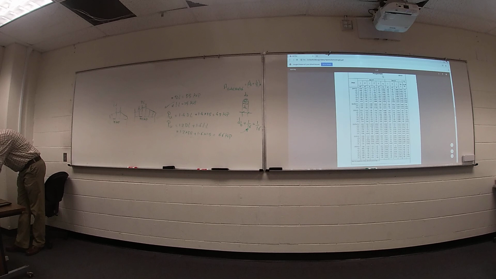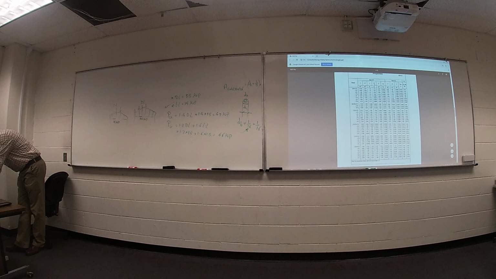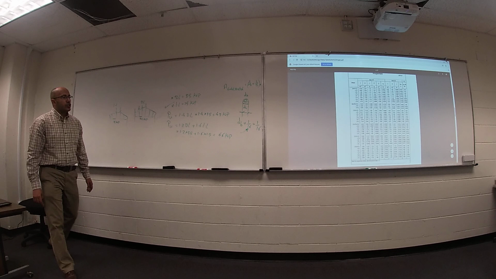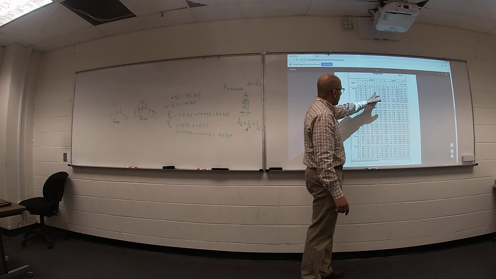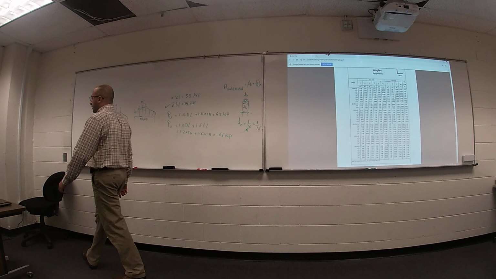Same table. For the angle 4 times 4 times 3/8, we have a term here called x bar. X bar can tell you the distance between the centroid of the angle and the edge of your angle. So x bar for your angle can be 1.30 inch. So x bar will be given in the tables.